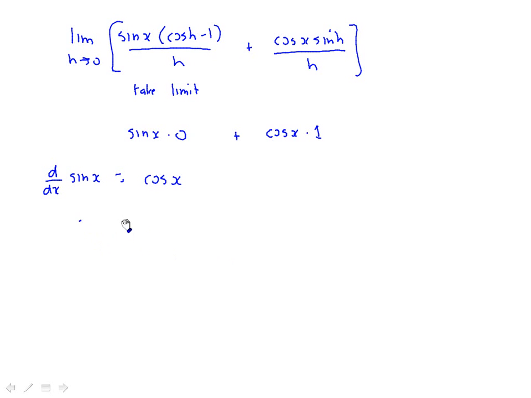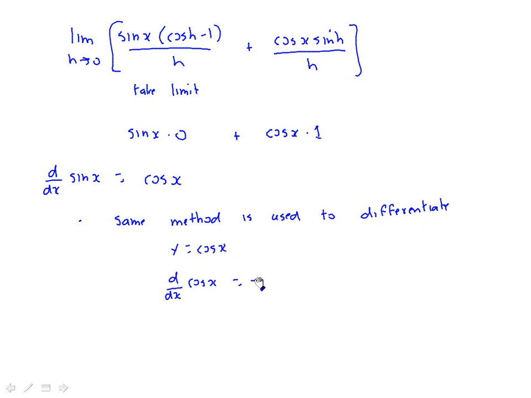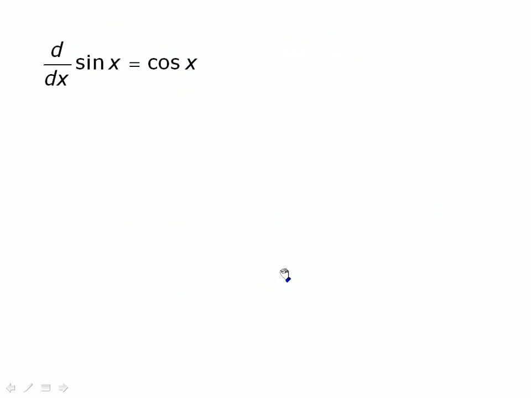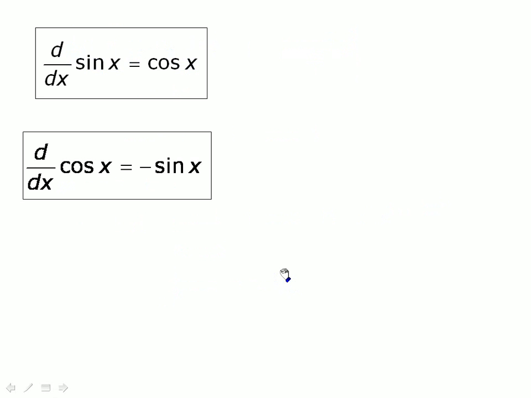Now, the same method is used to find the derivative of cosine. To differentiate y equals cosine x, if you did this, you would see the derivative of cosine x is equal to negative sine x. So this is true, and it warrants a box around it. This is true, and it also warrants a box around it.